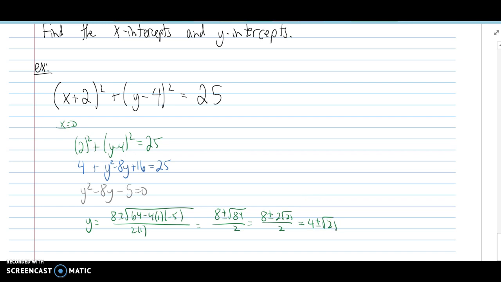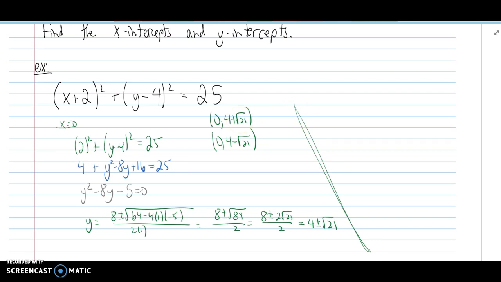So we have y-intercepts at 0, 4 plus the square root of 21, and 0, 4 minus the square root of 21. So there are 2 y-intercepts in this one. Those are nice exact values. If you wanted to go to the decimals to get more of a concrete answer, you could do that.